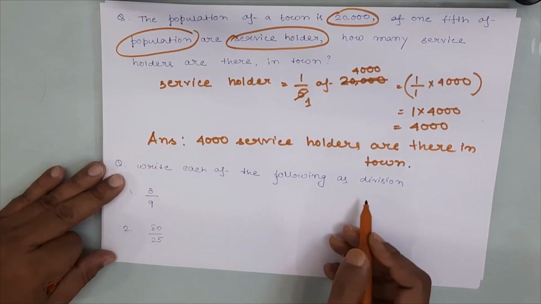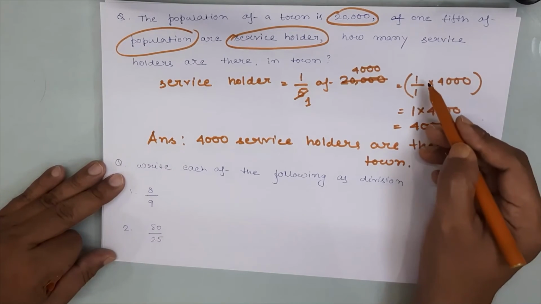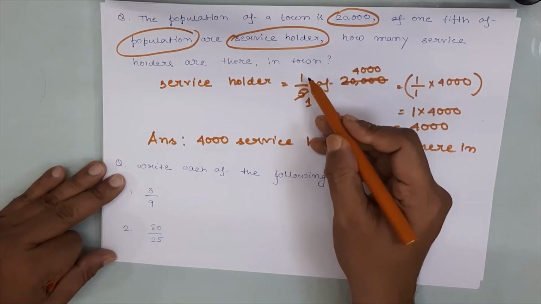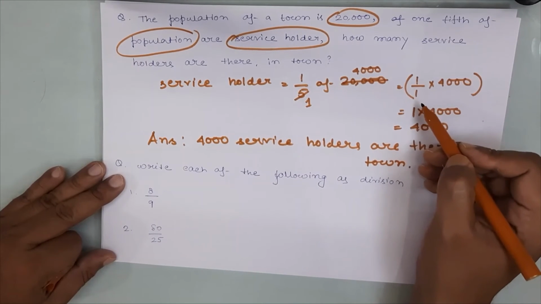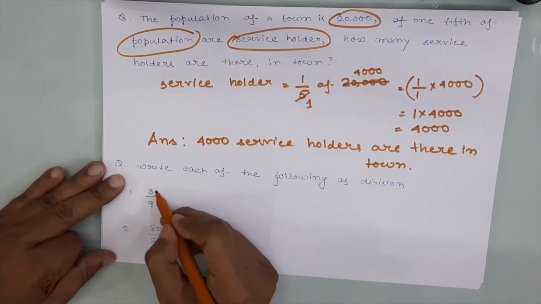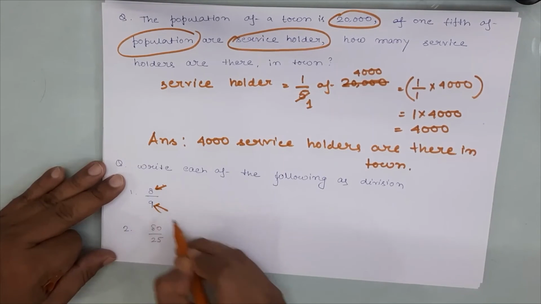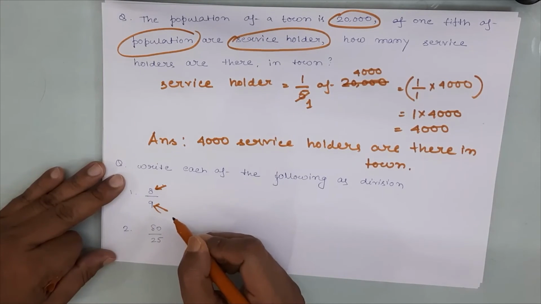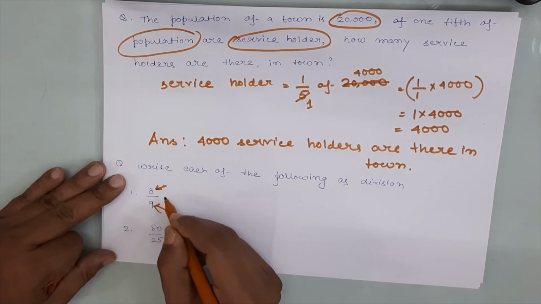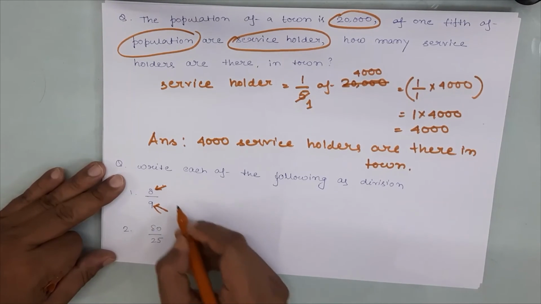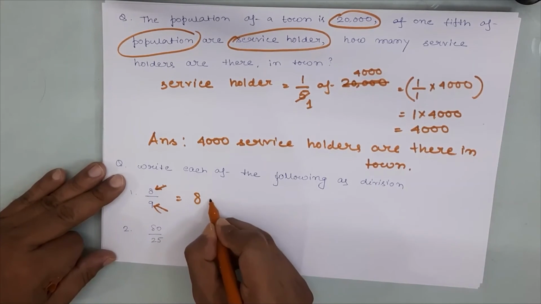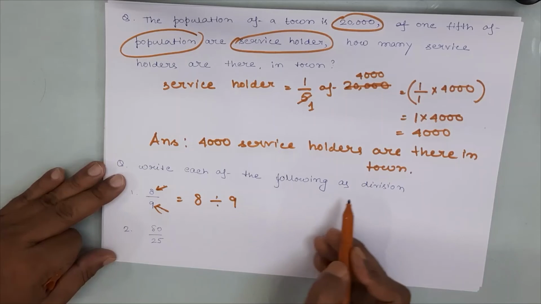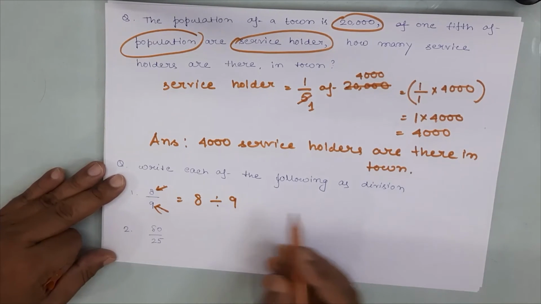Write each of the following as division. So here it is mentioned 1 by 5, we always say 1 by 5. So 1 is being divided by 5. Here 8 is the numerator and 9 is the denominator, and we can also say that 8 is the dividend and 9 is the divisor. So it can be represented as 8 by 9. That is how we can write 8 by 9.